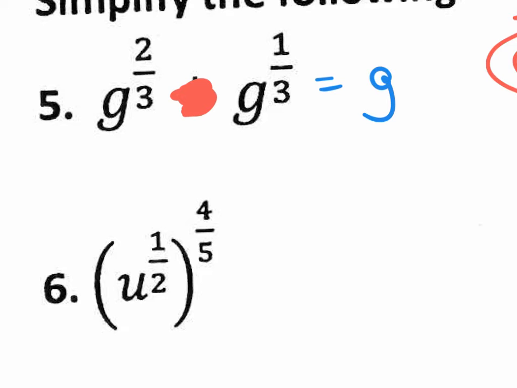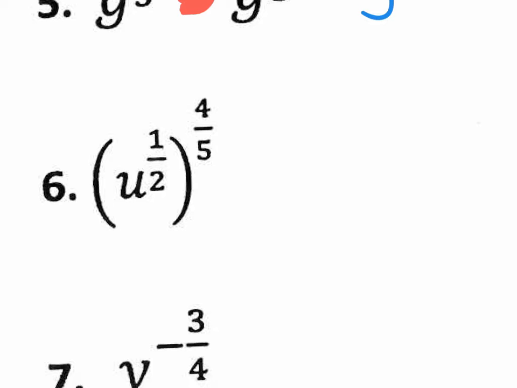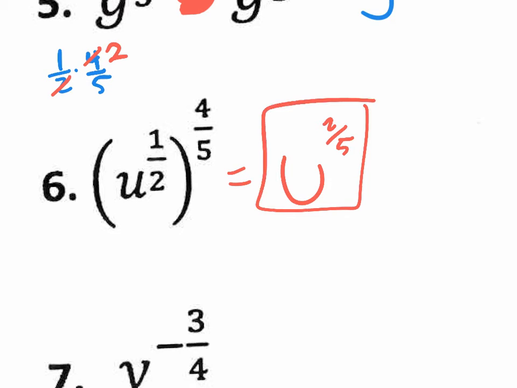How about number 6? What do I do when I have a power to a power? Multiply. So I really have the fraction 1/2 times the fraction 4/5. I could cancel the 4 with the 2, have a 2 up there. And my final answer will be u to the 2/5 power. Now, if the instructions say write it as a rational exponent, then this would be your answer. But what if I said write it in radical form? What would that answer be?